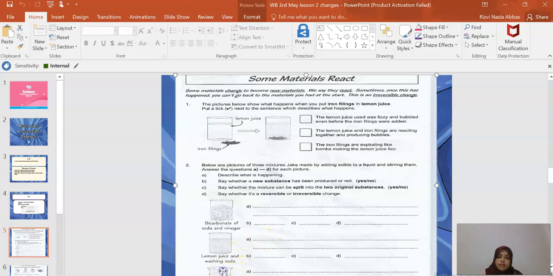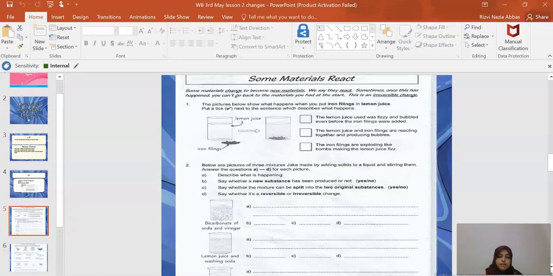Then the last one is sand and water. So in sand and water, you can see that the mixture is clear. So do you think any new substance is formed, or is the sand reacting with water? So you have to describe here and then write whether it is reversible or irreversible. Hope this is clear. You have to look at the picture carefully to see whether there's any change in the liquid.